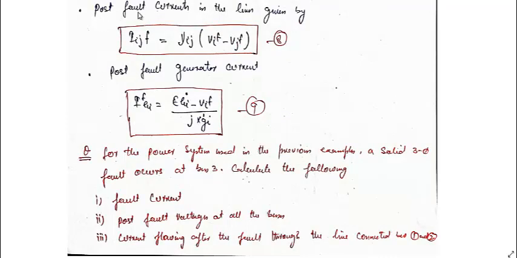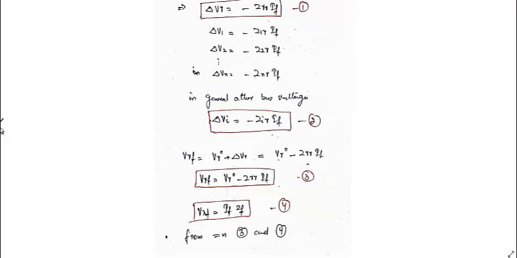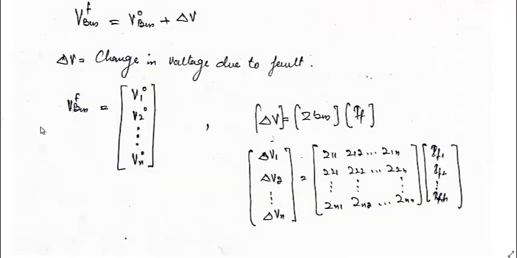Now, post-fault current in the given line is given by IJF is equal to YIJ into VIF minus VJF. This we know earlier. It is nothing but the voltage difference divided by the impedance. Voltage difference of any bus. Let us say if we have to calculate here.